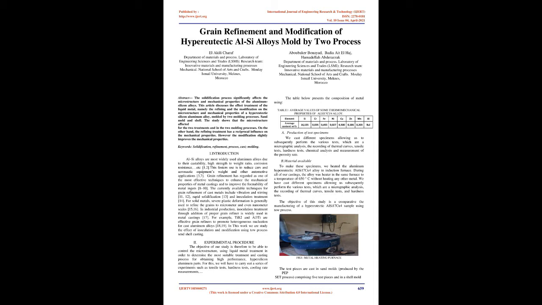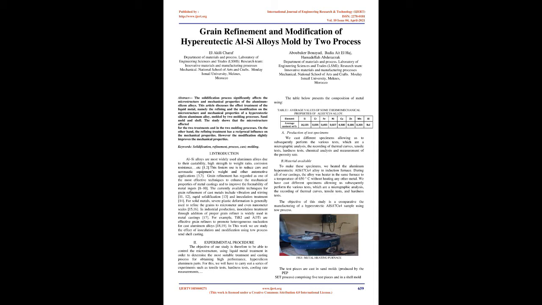Introduction. Al-Si alloys are the most widely used aluminum alloys due to their castability, high strength to weight ratio, corrosion resistance, etc. 1, 2. This fosters uses to reduce cars' and aeronautic equipment's weight and other automotive applications. 3-7. Grain refinement is regarded as one of the most effective techniques to enhance the mechanical properties of metal castings and to improve the formability of metal ingots.